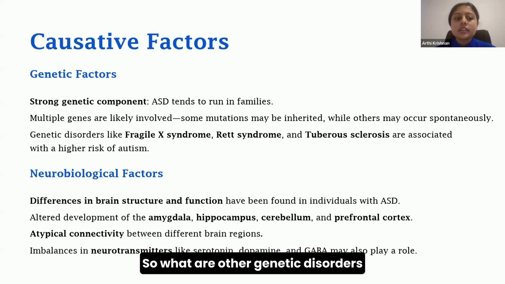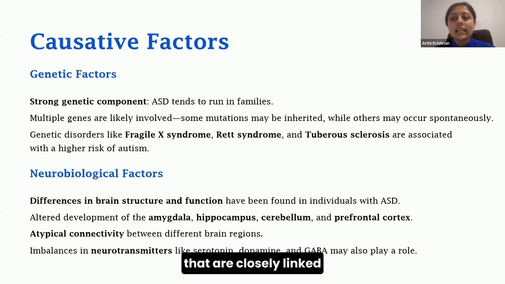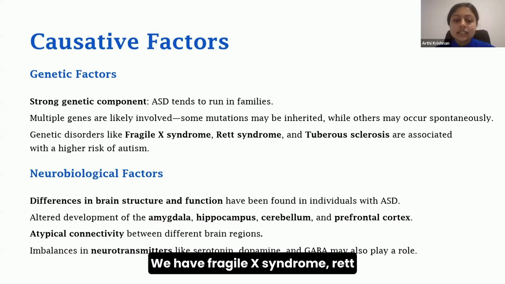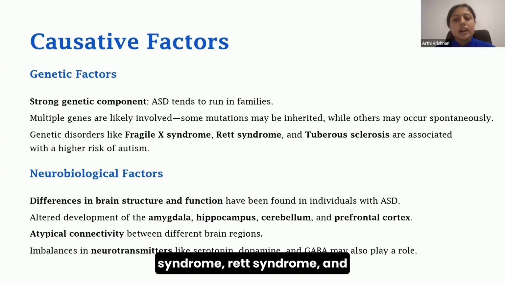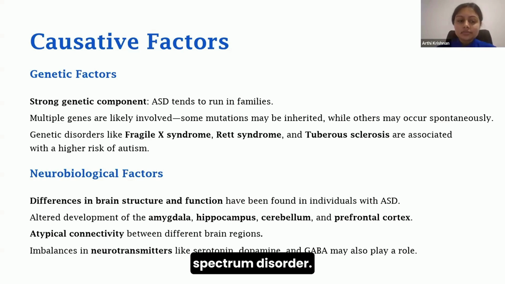So, what are other genetic disorders that are closely linked with autism spectrum disorder? We have Fragile X syndrome, Rett syndrome, tuberous sclerosis. So, these tend to become a high risk for autism. So, if a child has Fragile X syndrome, Rett syndrome, or tuberous sclerosis, then we need to carefully and closely assess them for the related condition, which is autism spectrum disorder.